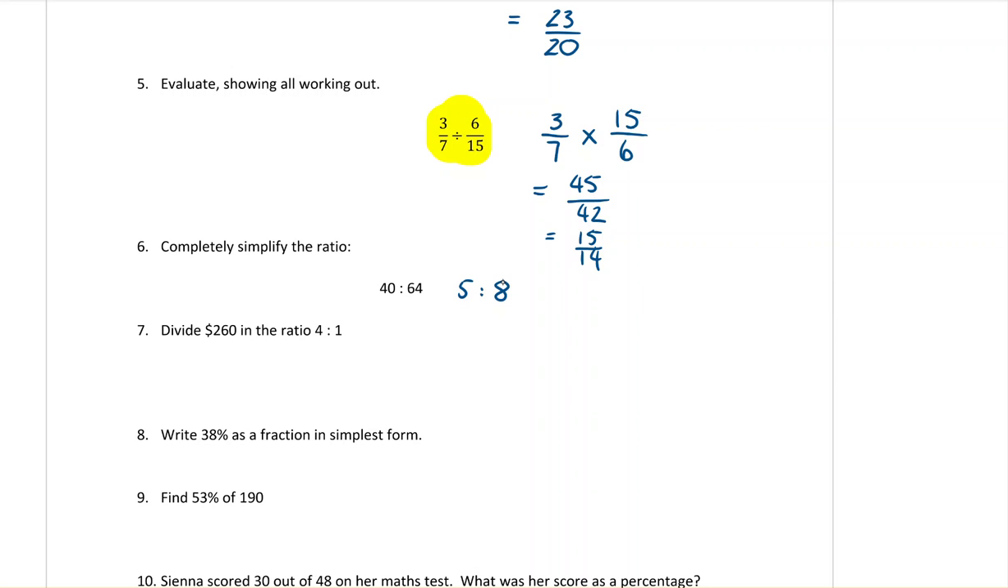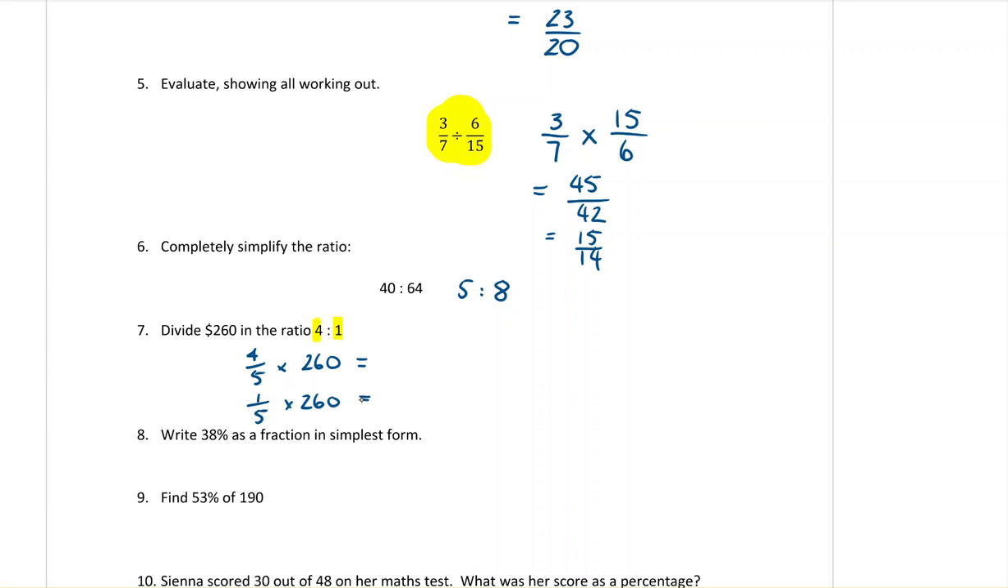So this is where you have to add the 2 parts of the ratio together. So 4 plus 1 makes 5. So if these were 2 people, the first person would get 4 out of the 5 parts, and you times that by the 260. The second person gets 1 out of the 5 parts, and you times that by the 260. You just want to calculate each of those things.